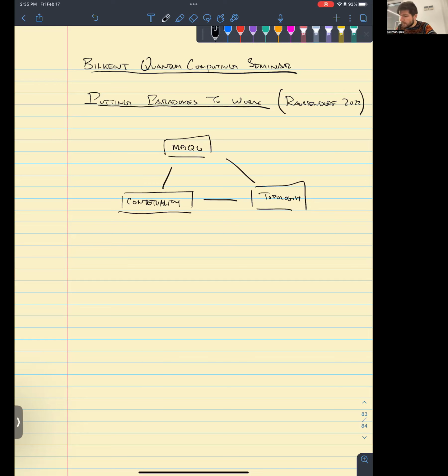So in the first week, we talked about MBQC in the general format, and then we also talked about different forms of describing contextuality. There's the sheaf theoretic approach, the cohomological approach, and the simplicial approach. Some of those have direct connections to topology. So today we're going to continue talking about those general sorts of connections.